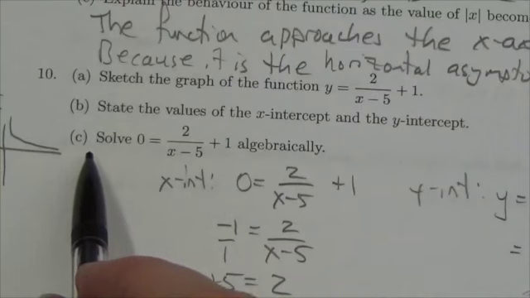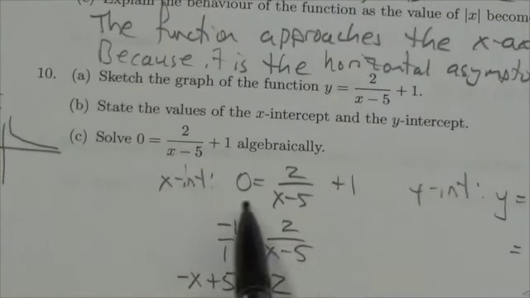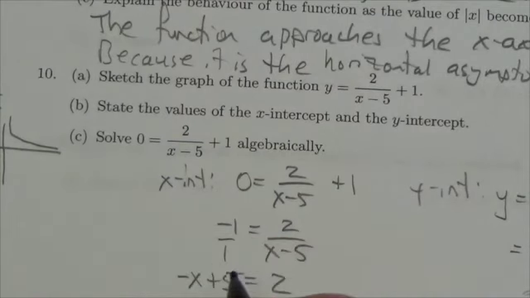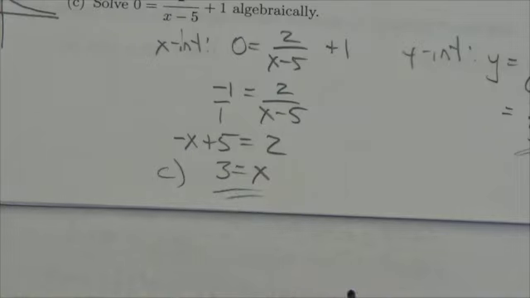Now let's look at question C. Solve the equation 0 equals 2 over x minus 5 plus 1. Well, we just did that to get the x-intercept. So this is the answer to C as well: x is equal to 3, my x-intercept.